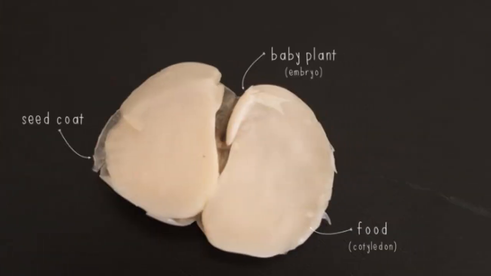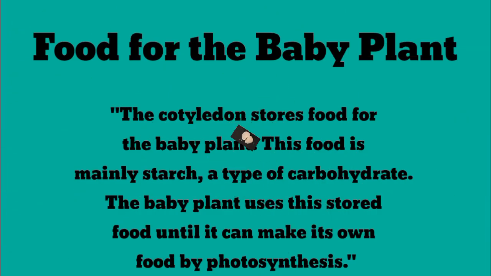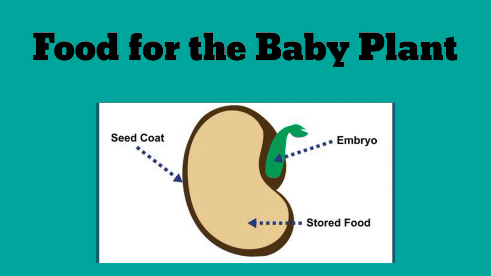Next part is the food for the baby plant, and this food is called cotyledon. This food is mainly starch and it is a type of carbohydrate. When the seed gets the necessary conditions for growth, this baby plant uses this food of the cotyledon for growth, and it grows into a new plant with the help of this stored food. So we can say that the cotyledon is the stored food of the plant. The embryo breaks down this food to grow into a young plant.